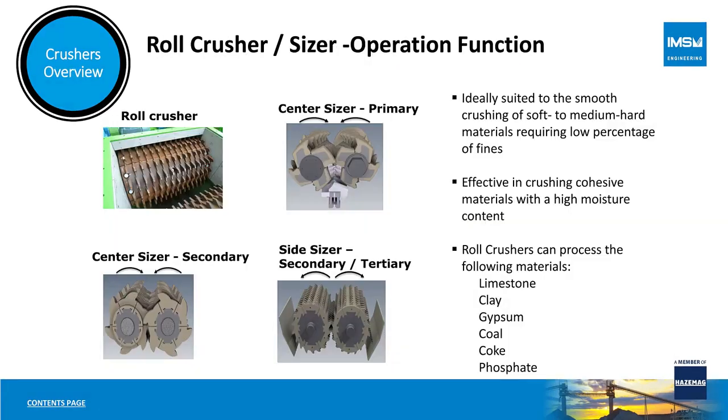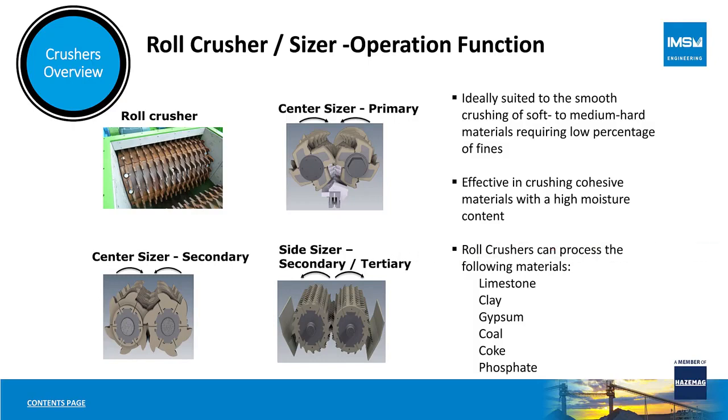A different type of crusher that makes use of compression crushing are roll crushers and sizers. These are ideally suited to crush soft or medium hard material, but specifically where the end user is looking for a low percentage of fines. They're also very effective when crushing wet, sticky material, generally used in limestone, clay, and coal type applications.